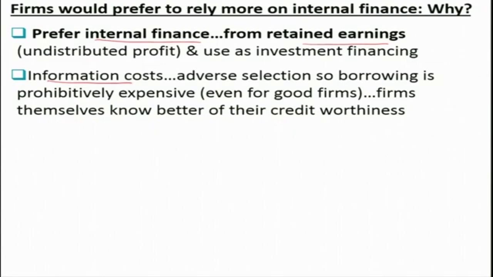very high net worth and a strong balance sheet may not be able to communicate its credit worthiness to the market because of the information asymmetry and the conflict of interest that we discussed here. Because of that, they may not be able to borrow at a cheap rate. Sometimes they have to pay a high interest rate if they want to borrow from the market because of the asymmetric information. So this adverse selection makes borrowing prohibitively expensive even for good quality firms.